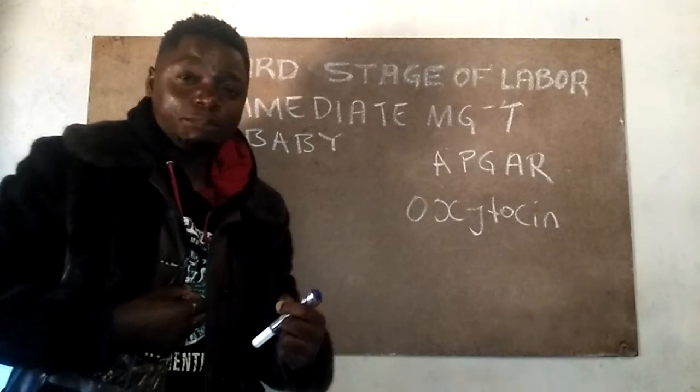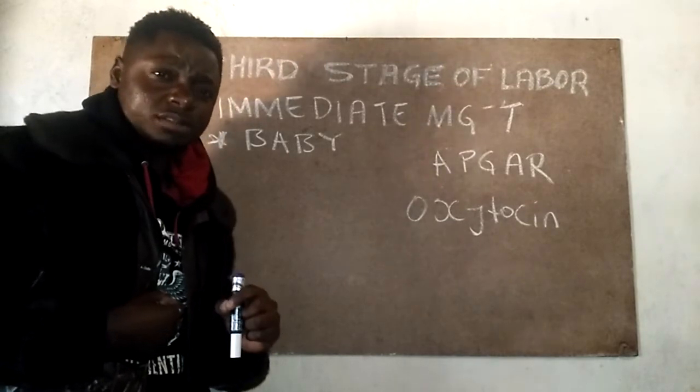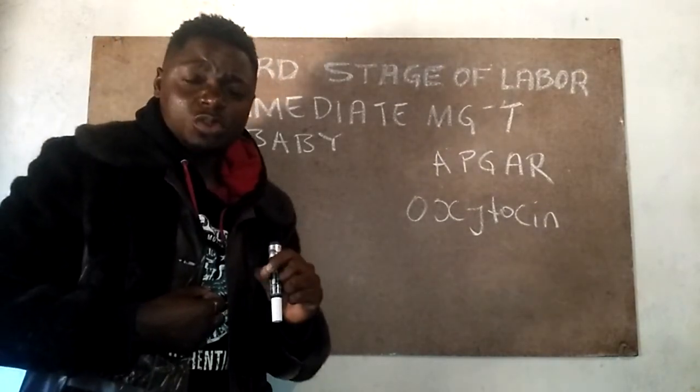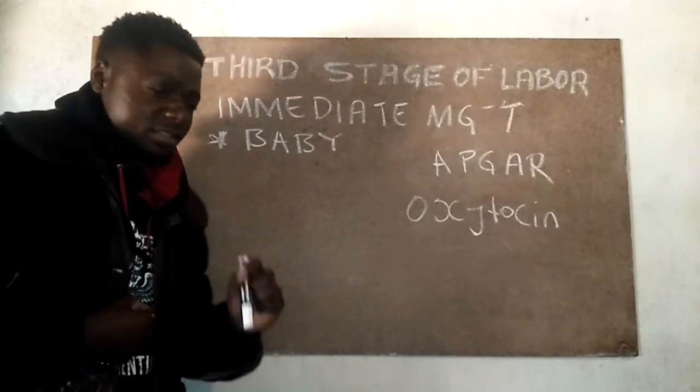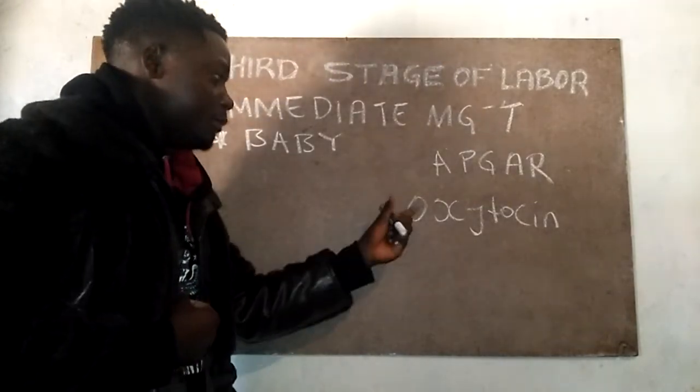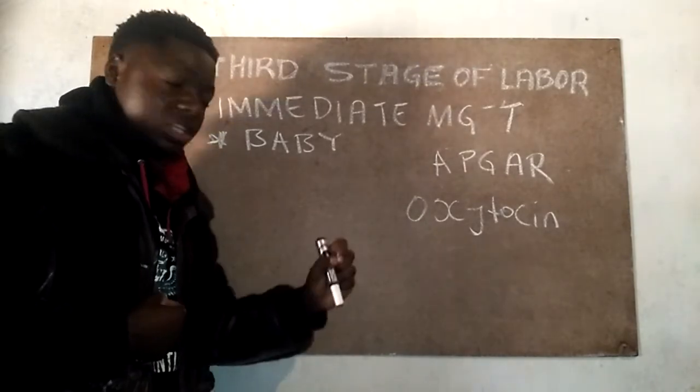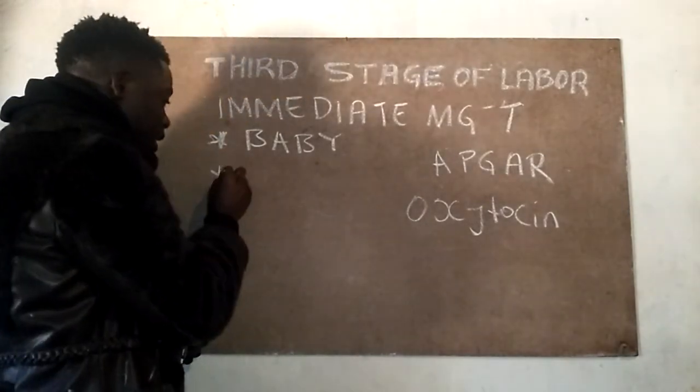Once they are done, then put an identification band on the baby, indicating the name of the mother, the date, and time of delivery. All those things are supposed to be put on the baby once it's born. Once you are done, you go to the mother.